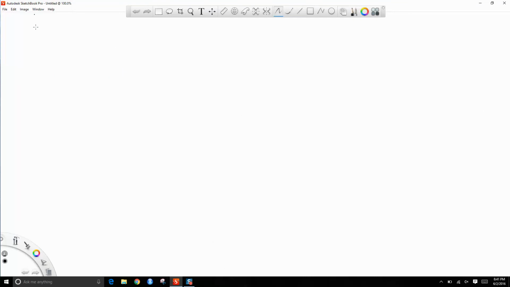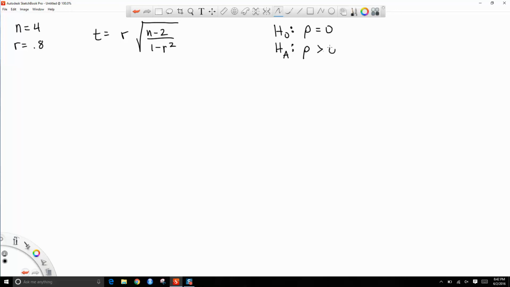So we have 4 data points. Our r is 0.8, okay? So our test statistic would be r times the square root of n minus 2 over 1 minus r squared, okay? And then our null and alternative hypotheses: we can say rho is equal to 0, and we can just ask, maybe we'll say, is rho greater than 0?